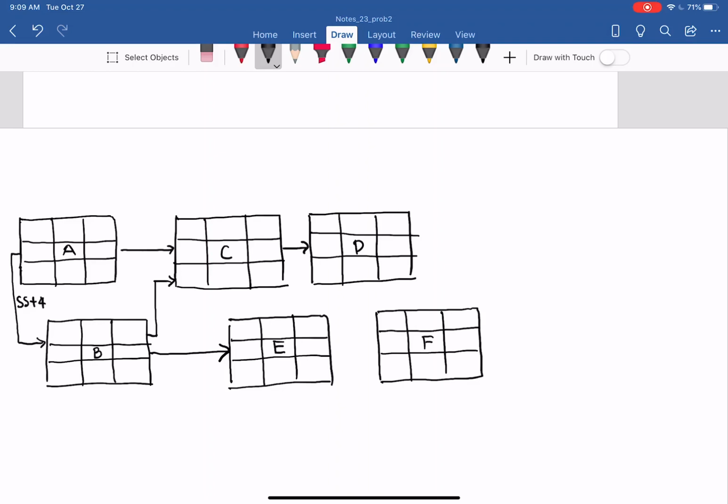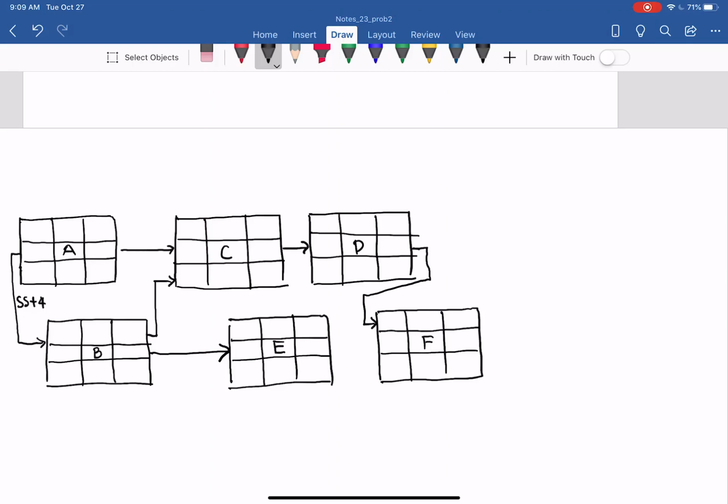And F follows D, unchanged. So it is a finish to start relationship. So D has to be finished, from the right side of D to the left side of F, before F can start.